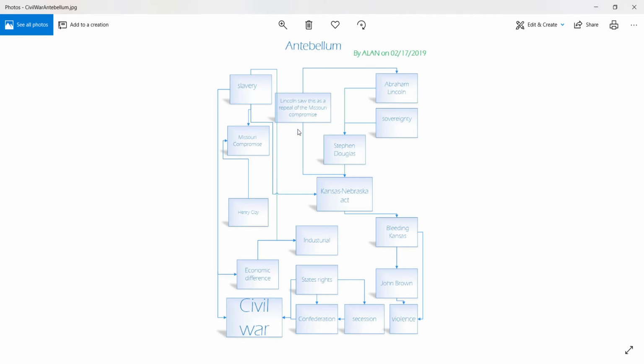And the Kansas-Nebraska Act just made it so that the people living in that area could vote for slavery or anti-slavery. And violence broke out at Bleeding Kansas.